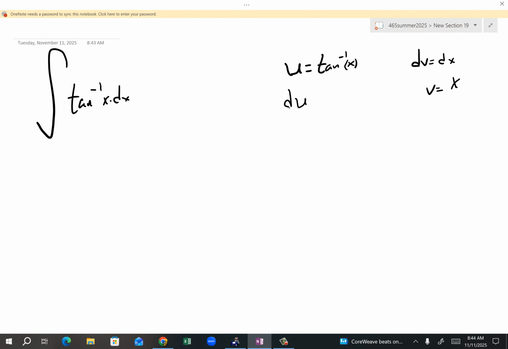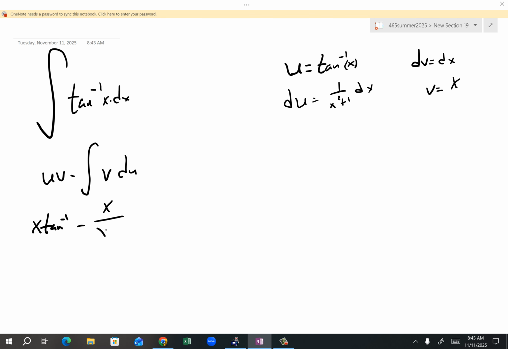And then du is, of course, 1 over x squared plus 1 dx. That's hot. And so if you do this, you get uv minus the integral of v du. And so if a feller does that, what you'll see is you have x arctan x minus the integral of x over x squared plus 1 dx.